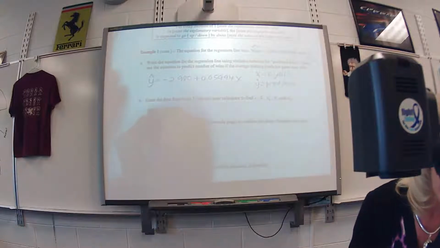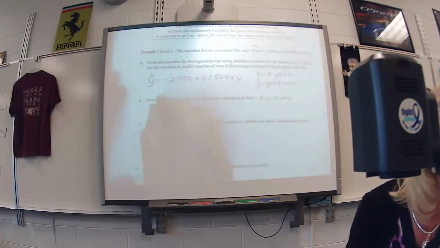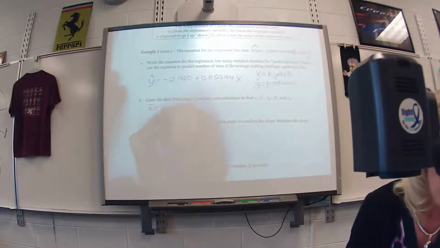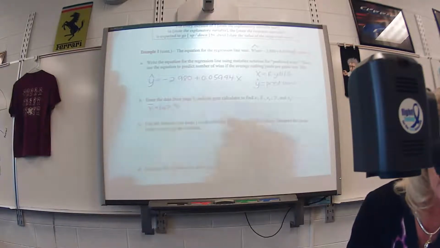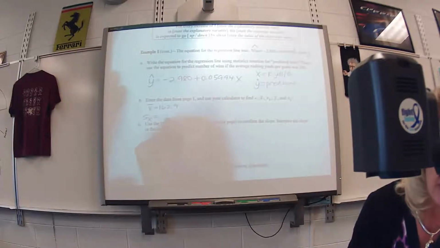If you need some help with that, we can talk about that another time, but to save ourselves some time, I can tell you that X bar, the mean number of rushing yards for the Big Ten that year, was 162.9. The standard deviation was about 38.5.